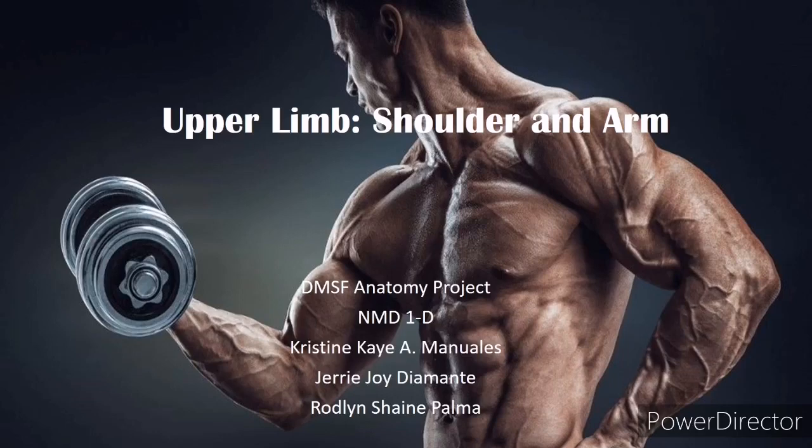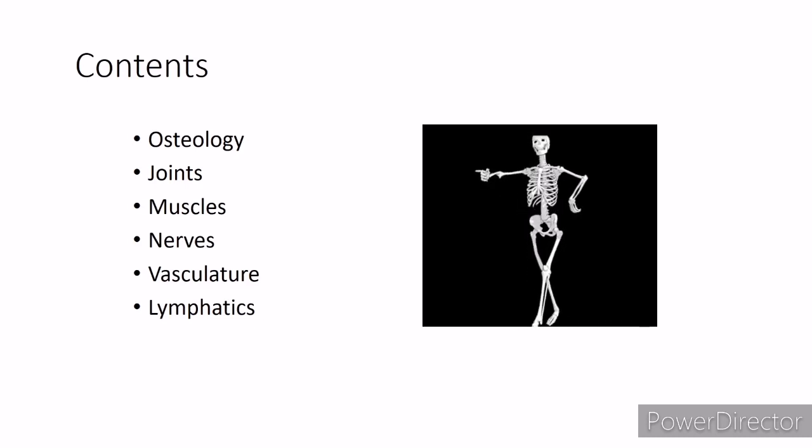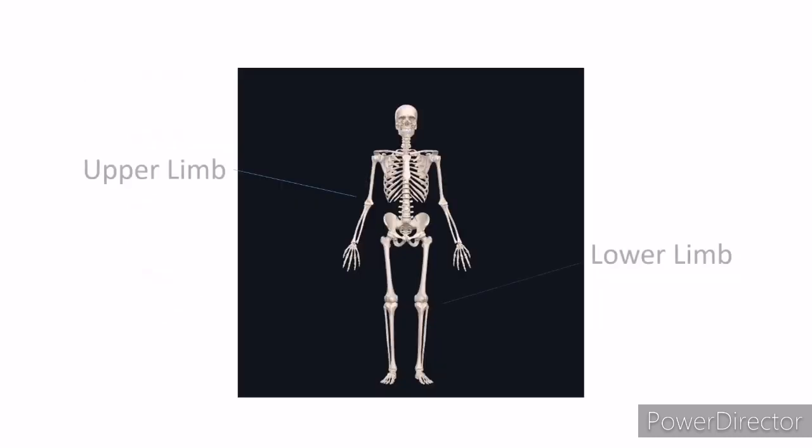Hey guys, today we will be talking about the upper limb, specifically the shoulder and the arm. To give you an overview of what we will be talking about today: first, we will talk about the osteology of the upper limb. Next are the joints, the muscles, nerves, vasculature, and the lymphatics.